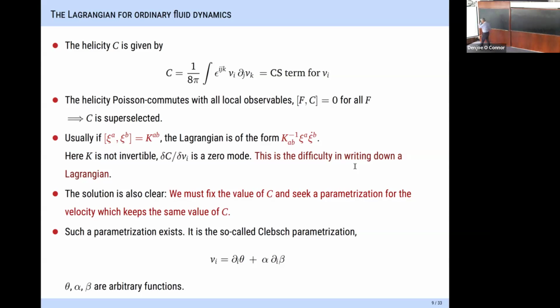Does this system have volume preserving diffeomorphisms as symmetries, leaving the action invariant? No, because I have a density, so volume preserving diffeomorphisms are not symmetries. Unless you fix the density, there is no reason why that should be symmetric.